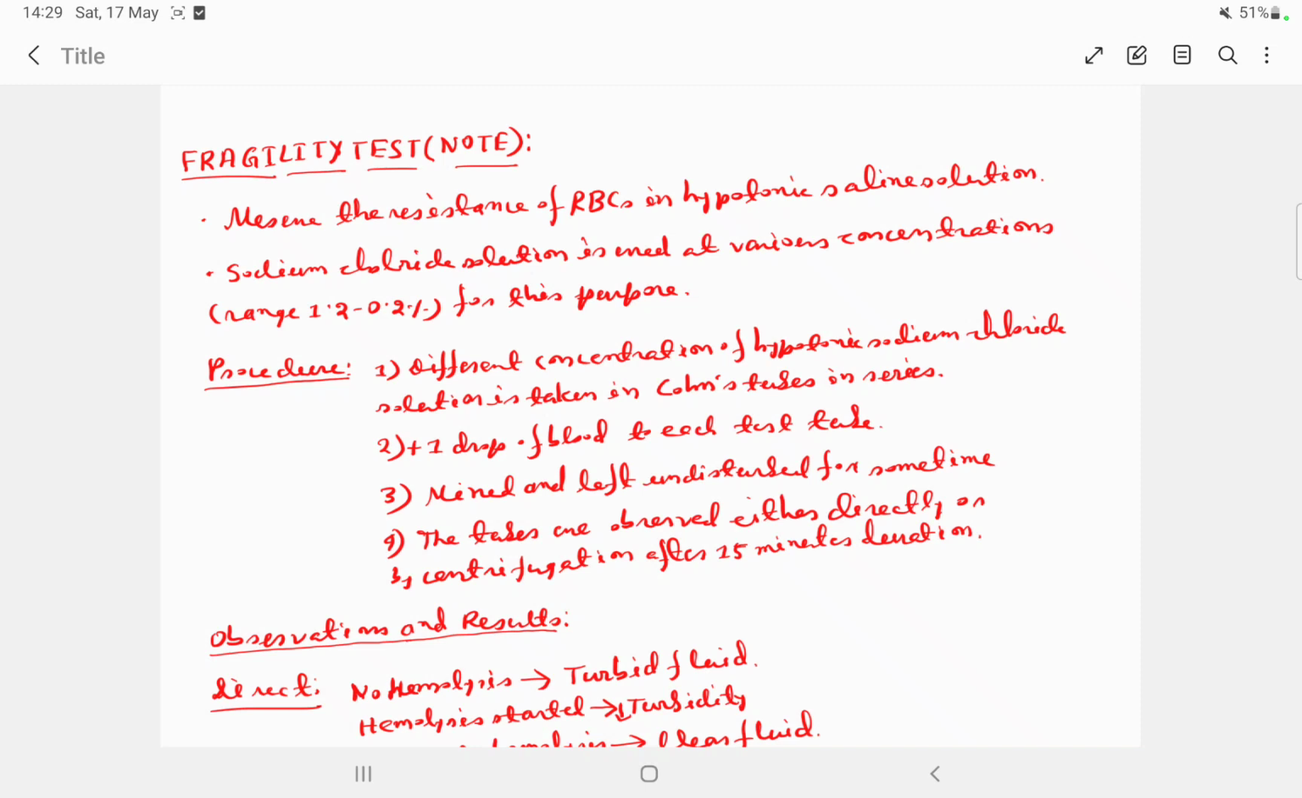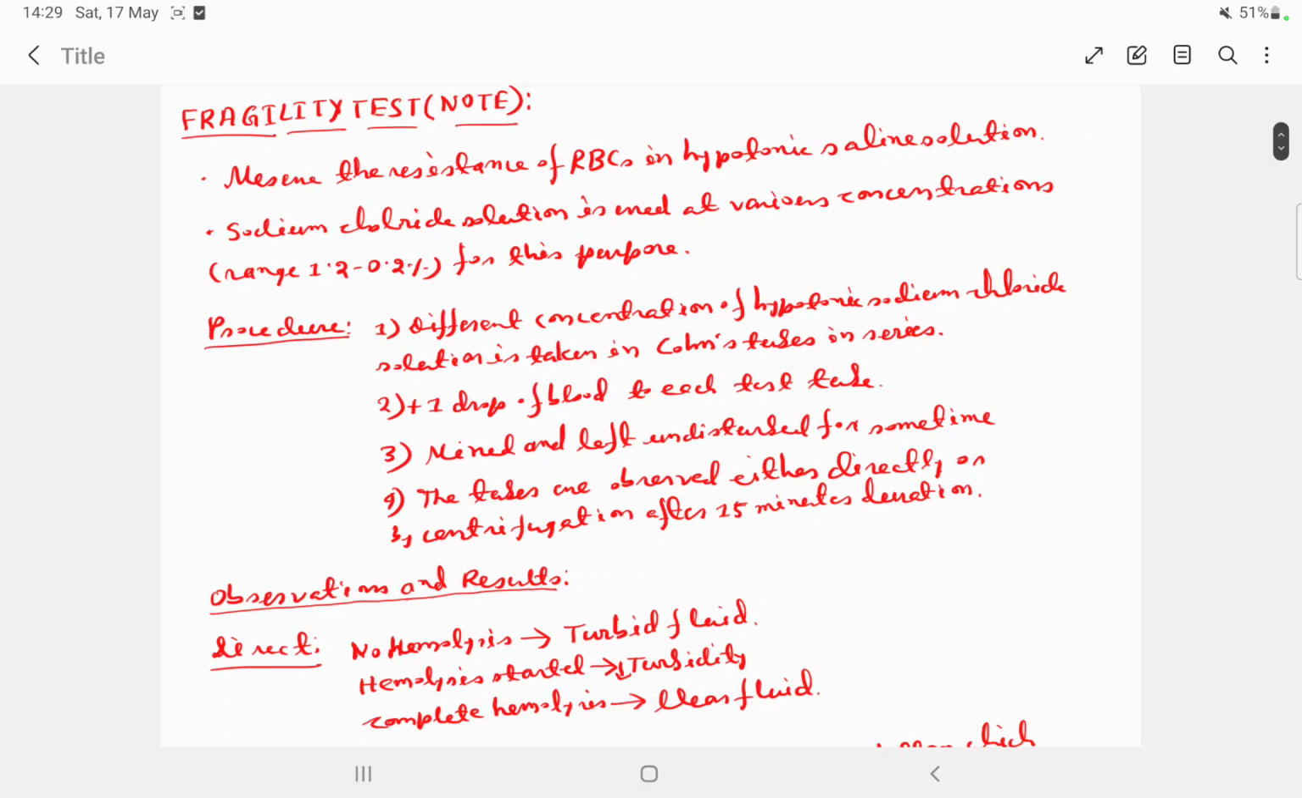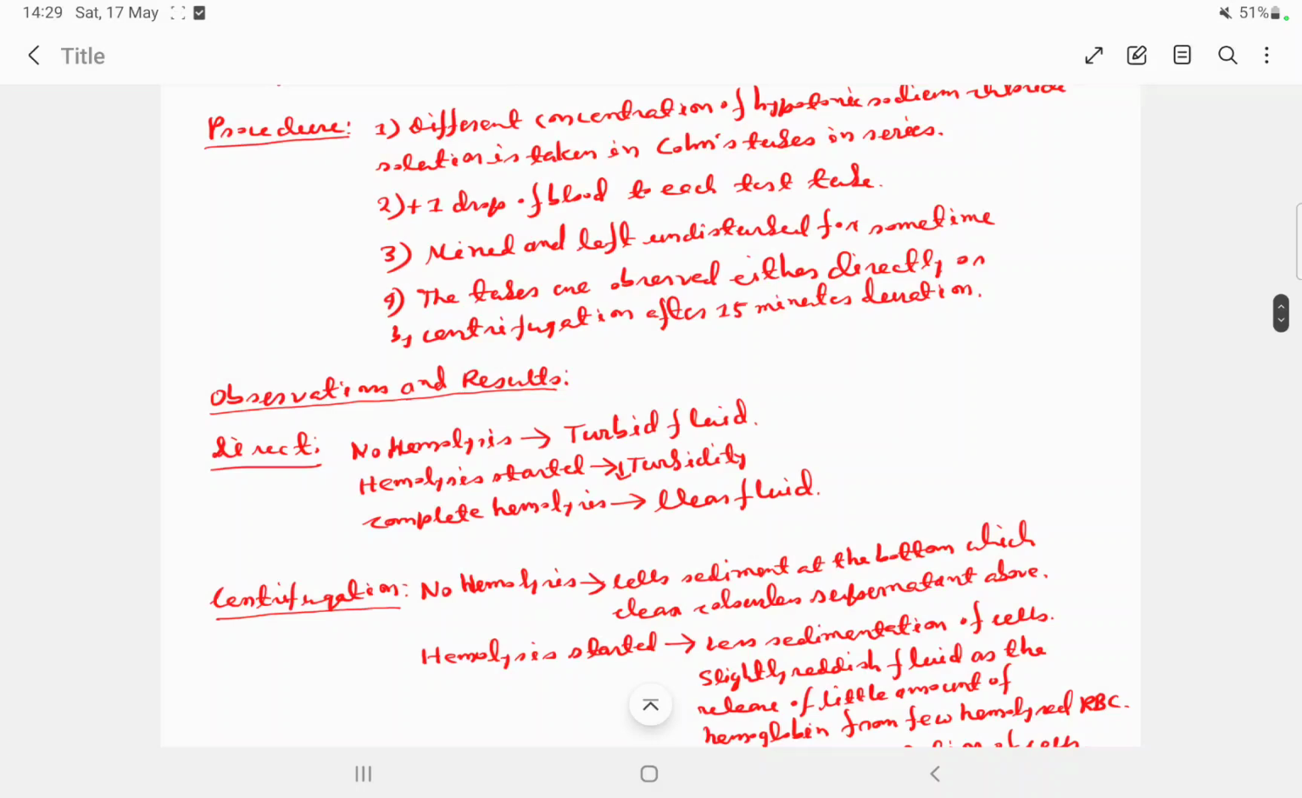So sodium chloride solution is used at various concentrations, which is known as hypotonic sodium chloride solution, and the range is 1.2 to 0.2%. First of all, different concentrations of hypotonic solution in the given range of sodium chloride are taken in test tubes in a series. To it, 1 drop of blood is added in each tube. After that, it is mixed with the solution and left undisturbed for some time. Now the tubes are observed either directly or by centrifugation after 15 minutes.